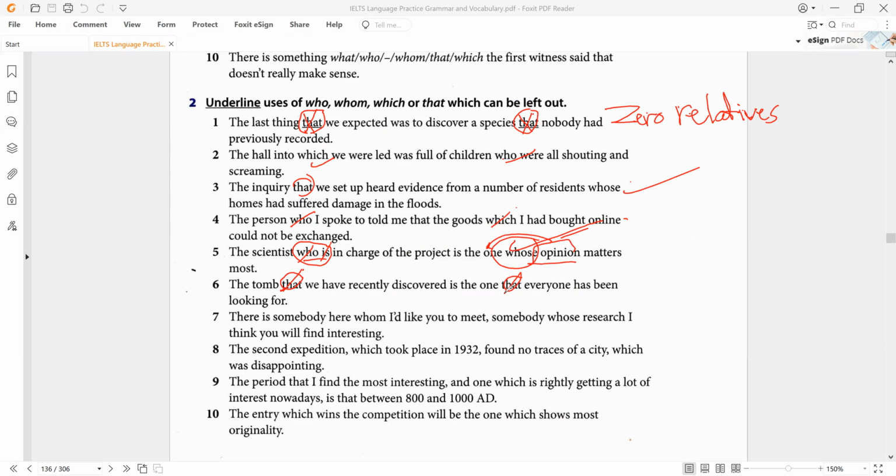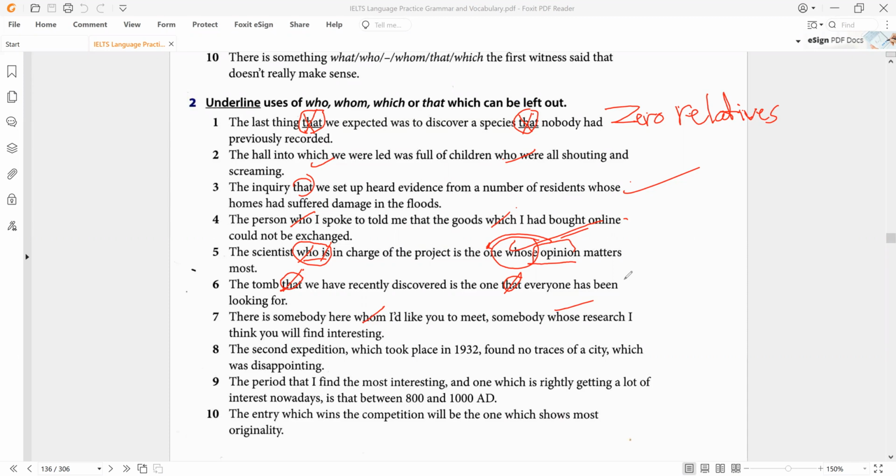Number 7. There is somebody here whom I'd like you to meet. Somebody whose research I think you will find interesting. So we can delete them, remove, yeah? Who? Okay, so we can delete whom. There is somebody here I'd like you to meet. Somebody whose research, can we delete whose or do we keep it? No, we keep it. We keep it, good.